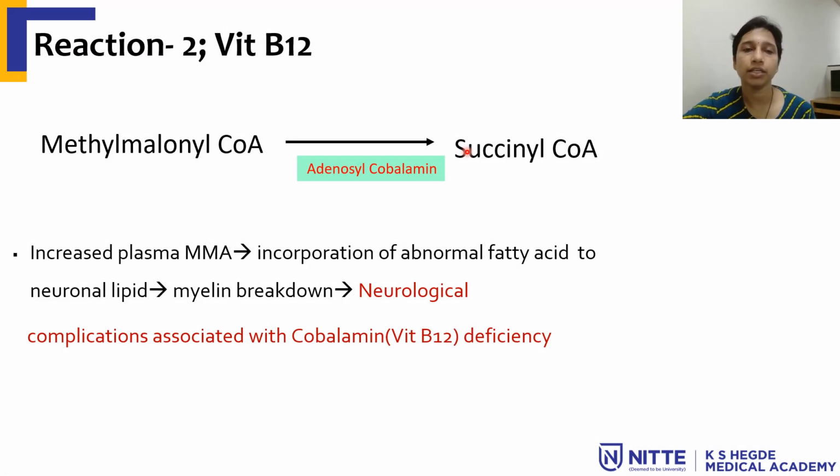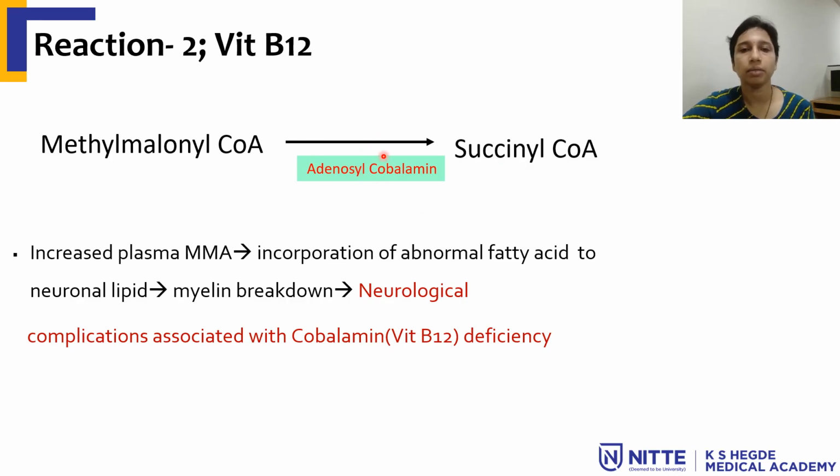So the second reaction is vitamin B12's role in synthesis of the myelin, which is a protective layer in the peripheral nerve or spinal cord. For production of the myelin, we require a process of conversion of methylmalonyl CoA into succinyl CoA. So that requires vitamin B12.